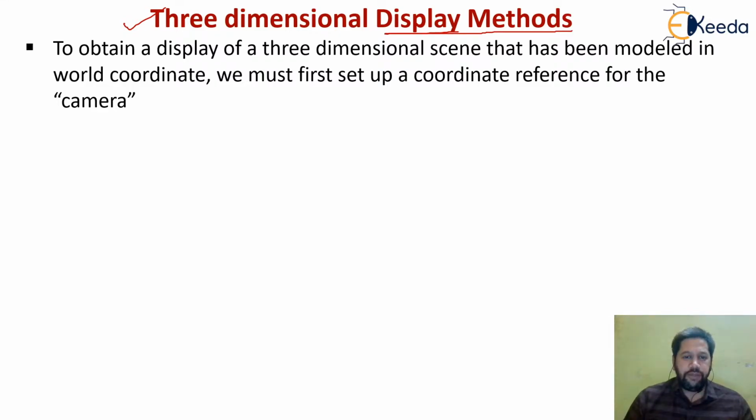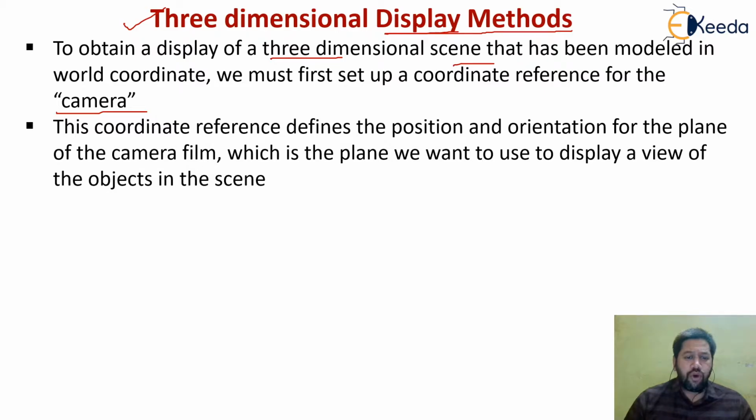Now, to obtain a display of a three-dimensional scene that has been modeled in world coordinates, we must first set up the coordinate reference for a camera. I consider what the position of my camera must be, and that is going to be important. This coordinate reference defines the position and orientation for the plane of the camera field, which is the plane we want to use.